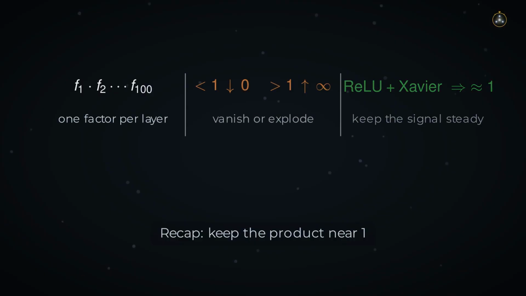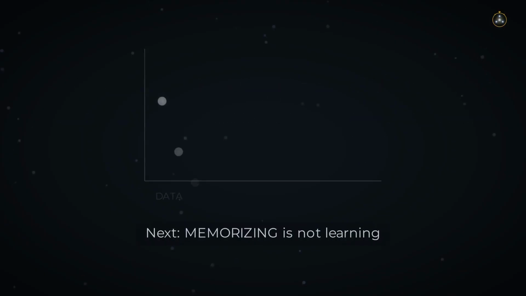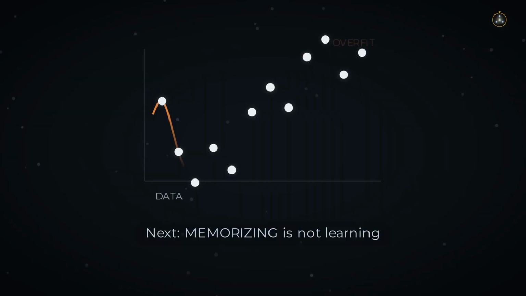So now our deep network trains, and the loss falls. But a falling loss hides a trap. Watch this curve thread every training point perfectly, and then miss the new one badly. Memorizing is not learning, and telling them apart is next.